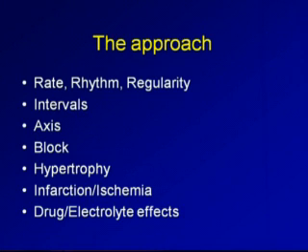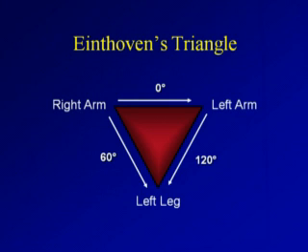Now, this is kind of my system. I look at rate, rhythm, and regularity, then intervals. Mean electrical axis, we'll spend a lot of time on that because it's a very important principle. Look for evidence of block at the level of the AV node and within the ventricles and the QRS. Evidence of hypertrophy, infarction, ischemia, and lastly looking for drug or electrolyte effects. Now, Dubin has rate, rhythm, axis, hypertrophy. Whichever text or method you use, as long as you have a systematic approach, that's fine.